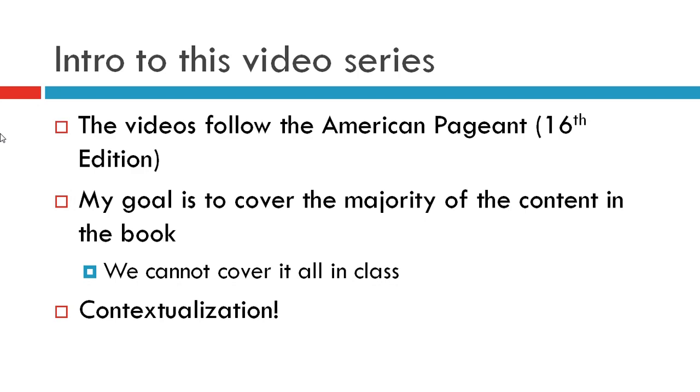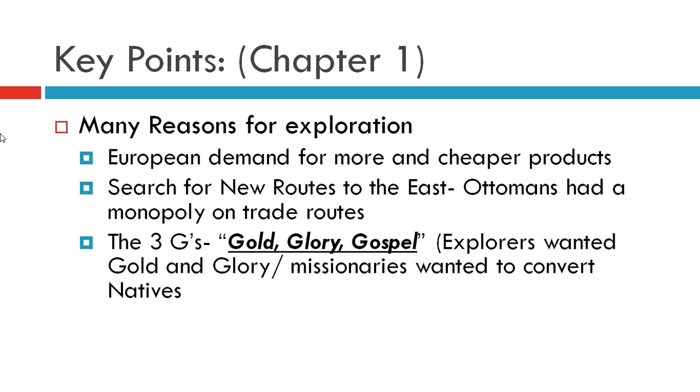That's a big part of the AP rubrics for essay writing, and we'll talk about that more in a few slides. I do try to give you some key points for each chapter, and I think that helps. The first for Chapter 1 is that there were a lot of reasons for exploration of the New World. There was a high demand, at least, for cheaper products, primarily from Asia, in Europe. And there was a search for new routes to the east because the Ottoman Empire, or the Ottomans, I should say, had a monopoly on the overland trade routes. There's also the 3 G's, something we'll say a few times this chapter: gold, glory, and gospel. That would be explorers wanting gold and glory, and missionaries wanting to convert natives to Christianity.